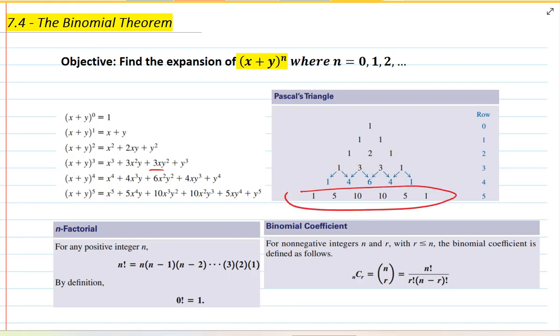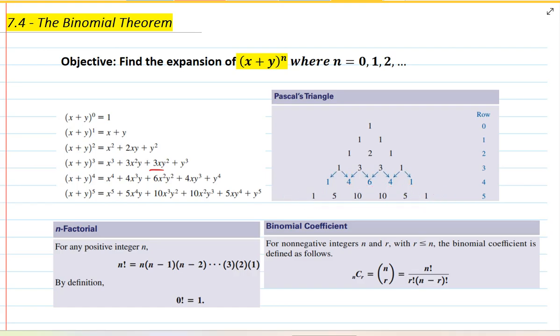Look at this one, for instance. For this one, you add 1 plus 4. 1 plus 4, you get 5. 4 and 6 makes 10. 6 and 4, 10. 1 and 4 gives you 5. The start and the ending are always 1. So this is how we can do this.